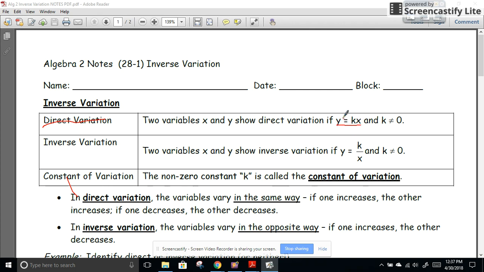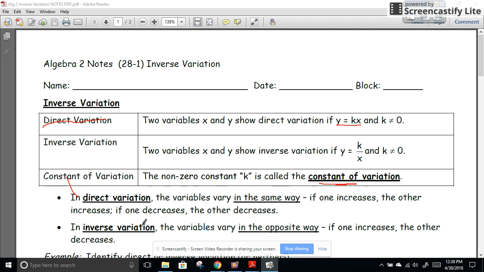Okay, so it's y equals kx. Instead of mx plus b, well, b is 0 because it has to pass through the origin. And instead of using the letter m to stand for slope, they use the letter k to stand for the constant of variation. Basically direct variation just means that you've got two variables and they behave the same way. As one increases, the other increases. If one decreases, the other decreases.